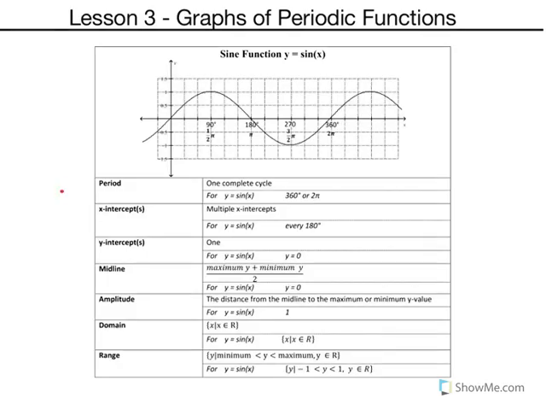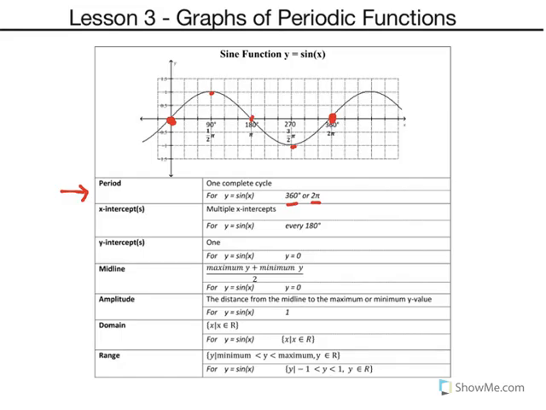So the first one is period. What a period means is how long it takes for one full cycle. So a sine function always starts, goes up, reaches a maximum, goes down, then to a minimum, and then completes. So right here would be the end of one cycle, and right here would be the start of one cycle. So for this graph, our cycle would be 360 degrees or 2 pi. So that would be our period length.